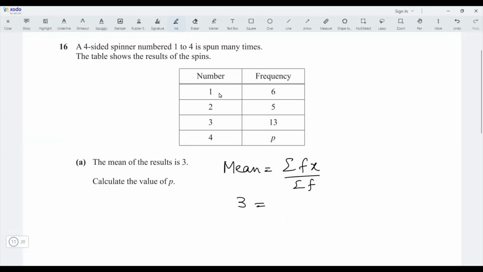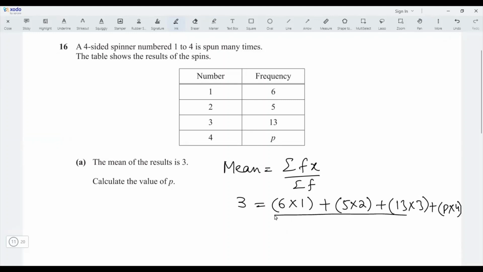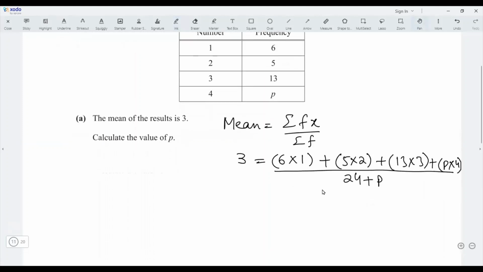What is fx? Fx means multiply the frequency with the corresponding value of the data: 6 times 1, then added with 5 times 2, then added with 13 times 3, and similarly the last value will be p times 4. The whole is divided by the frequency. If we add all of them, 6 plus 5 is 11, 11 plus 13 is 24, and 24 plus p. So now we can simplify and find the value of p here.